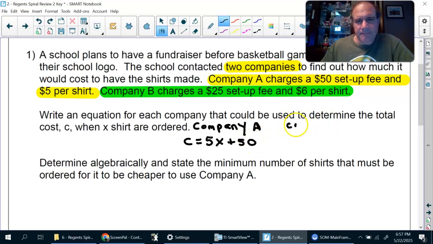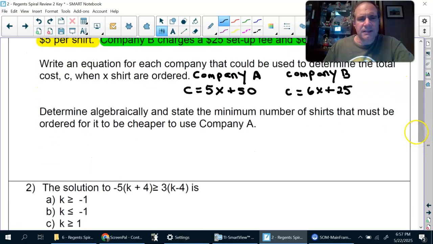Company B, the total cost would be C equals, company B is a $25 setup fee and $6 per shirt. So we're just going to put 6x plus the 25. Now it says determine algebraically the minimum number of shirts that must be ordered for it to be cheaper to use company A.